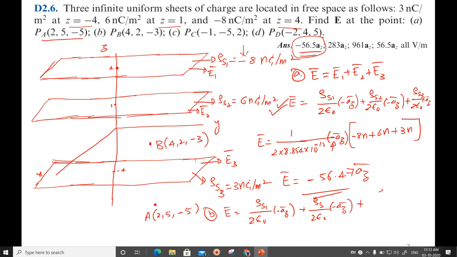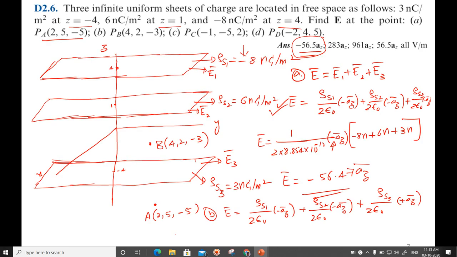Third one, rho S1, rho S2, rho S3 divided by 2 epsilon naught. Here, earlier case it was minus az, it will become plus az here. Right? Okay. Now, we simplify it. So I'll substitute. Okay, I'll move to the next slide.